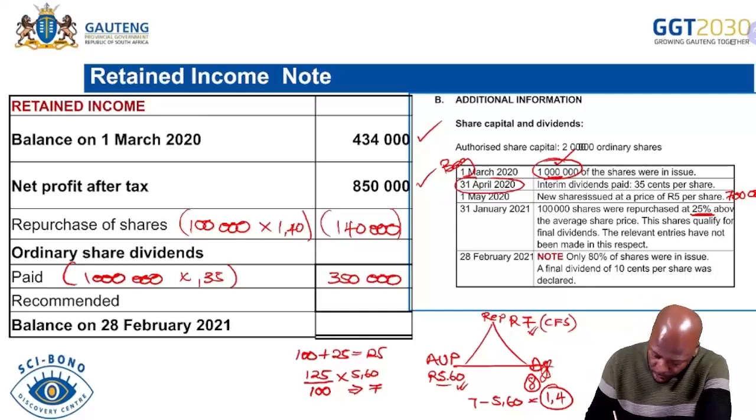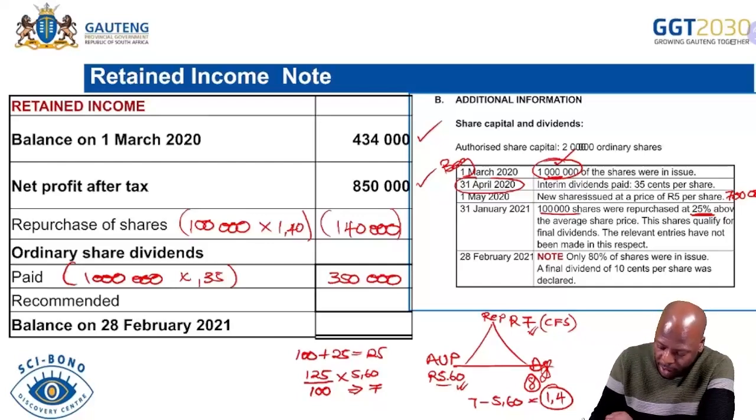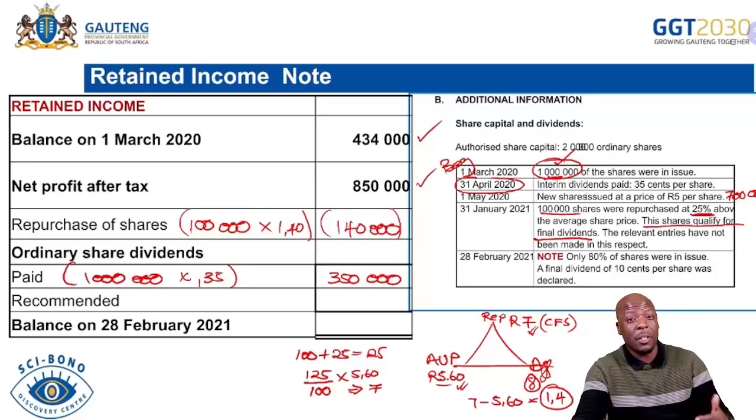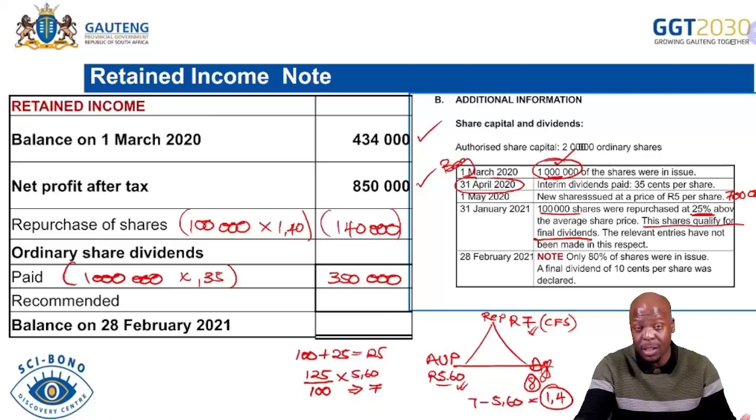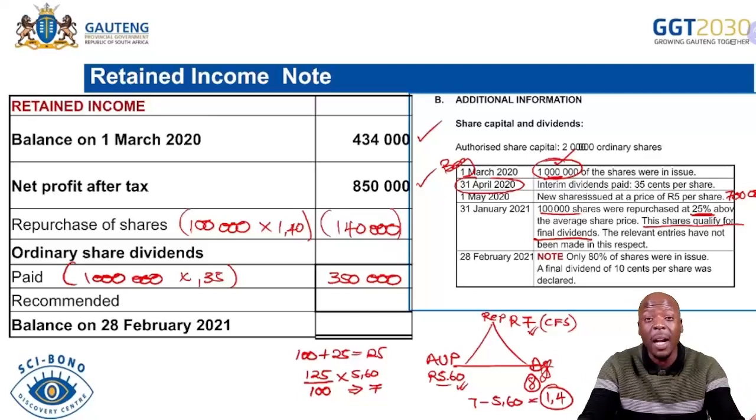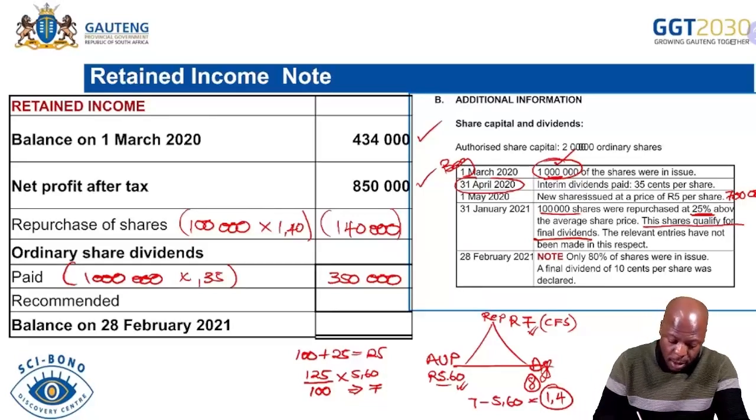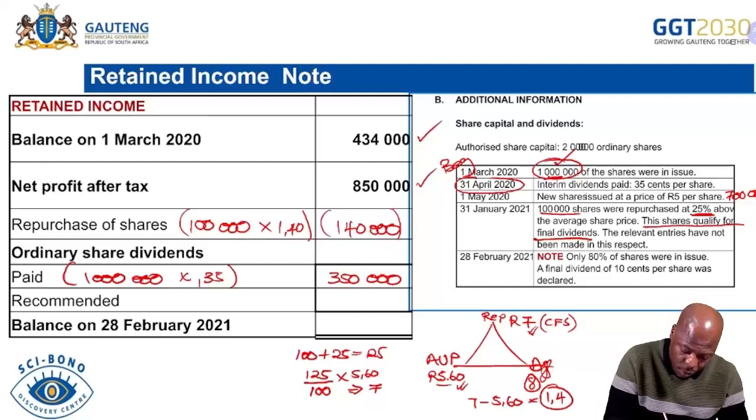And then on the 31st of January, it says 100,000 shares were repurchased. Now I want to quickly go where I want. It says these shares qualify for final dividend. In other words, the shares that we repurchased are going to get a final dividend. It means I'm giving to the 1 million, which I had at the beginning, plus the 700,000, which are issued. So I'm giving my final dividend to 1,700,000 shares. So I'm going to come here, it's 1.7 million.